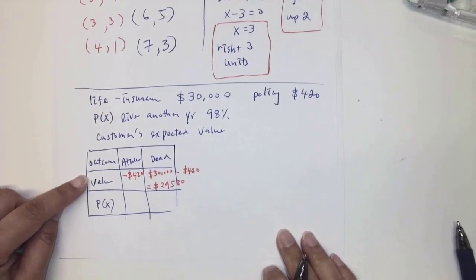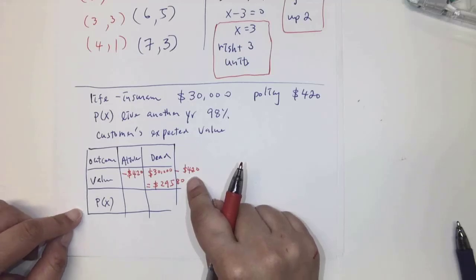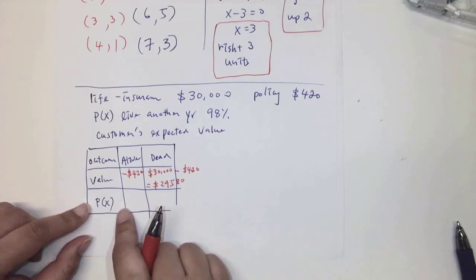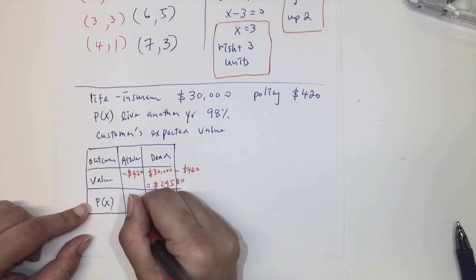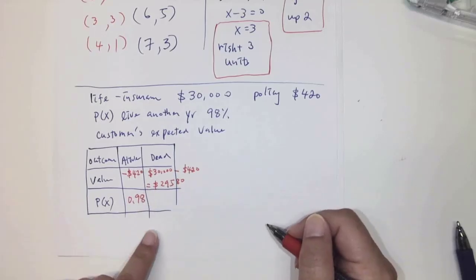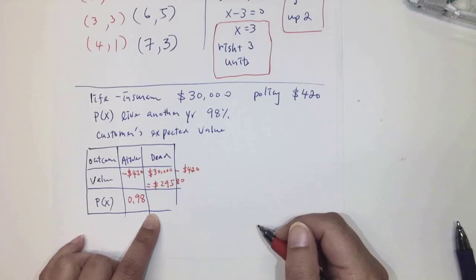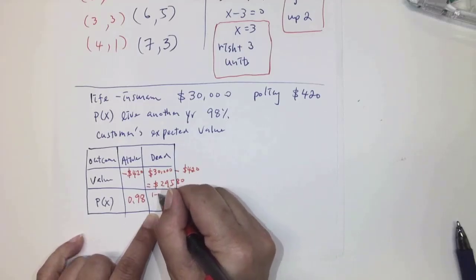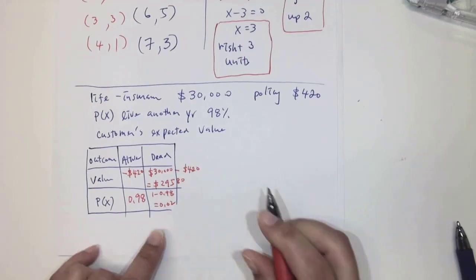Okay, that's the value if he dies, right? His family is going to get that much. What is the probability he's going to stay alive? 98%, which means 0.98. When we calculate, we have to change them to decimals. The probability of him dying is 1 minus 0.98, which is 2% or 0.02, right?